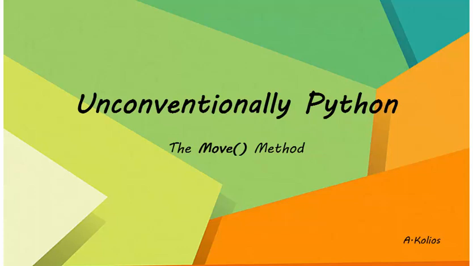Welcome to Unconventionally Python. This presentation is about the move method that is used to relocate objects of the graphics.py library. The move method is widely used in programming games to continuously move objects around. The movement of the object appears to flow rather than jittery jumps. We accomplish this object flow by emulating the techniques of a flipbook.